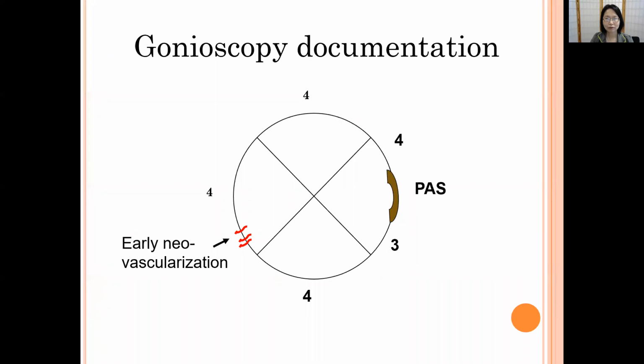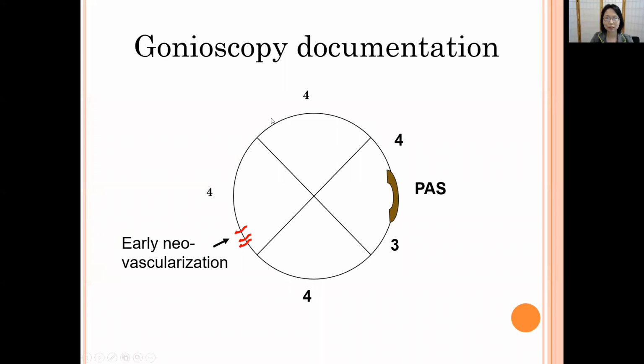This is a way for someone to document the angle with the 4 quadrants, because you have 4 mirrors on your lens. Just remember that the superior mirror is viewing the inferior angle, the nasal mirror is viewing the temporal angle, but the actual left and right are kept the same going up to down, and the actual up and down on the nasal and temporal mirrors are going across like this.